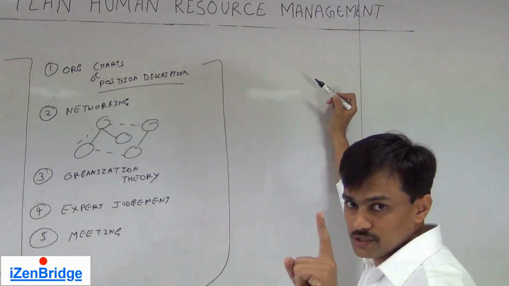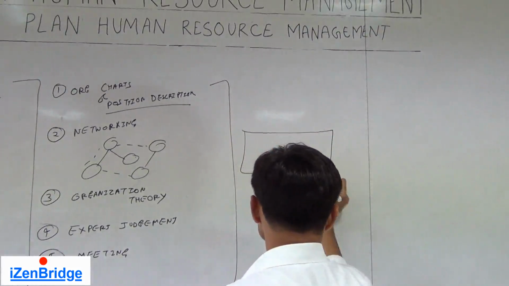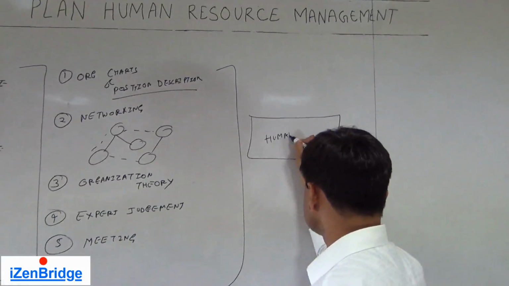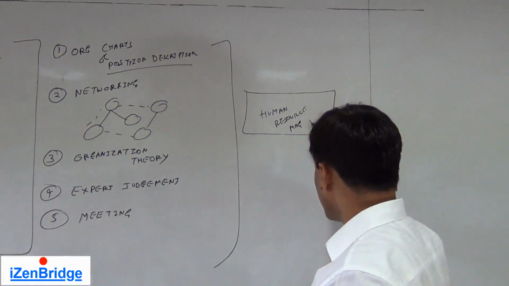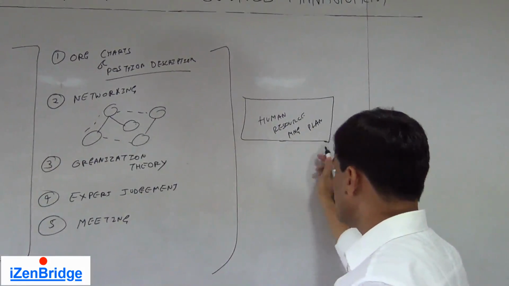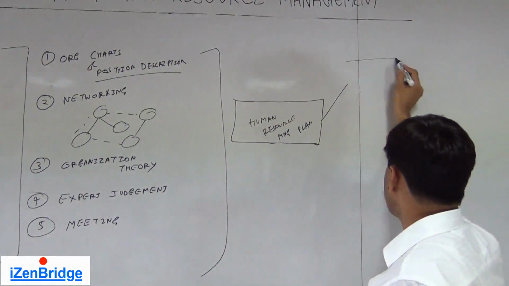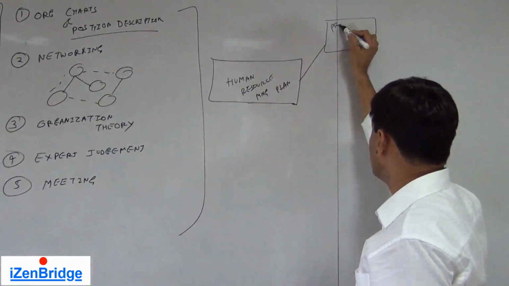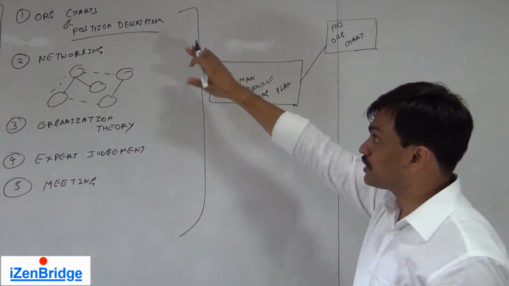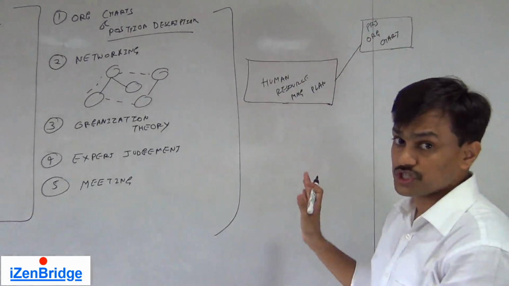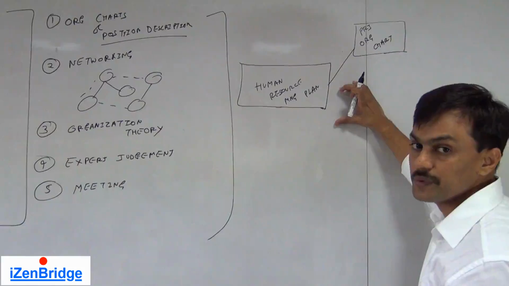So what do we get out of the plan human resource management process? Only one output: the human resource management plan. The human resource management plan may have various sections and subsections. It should have a project organization chart, using the tools and techniques we were applying here, visualizing the organization breakdown structure, etc. Finally, we should get a project organization chart in our human resource management plan.